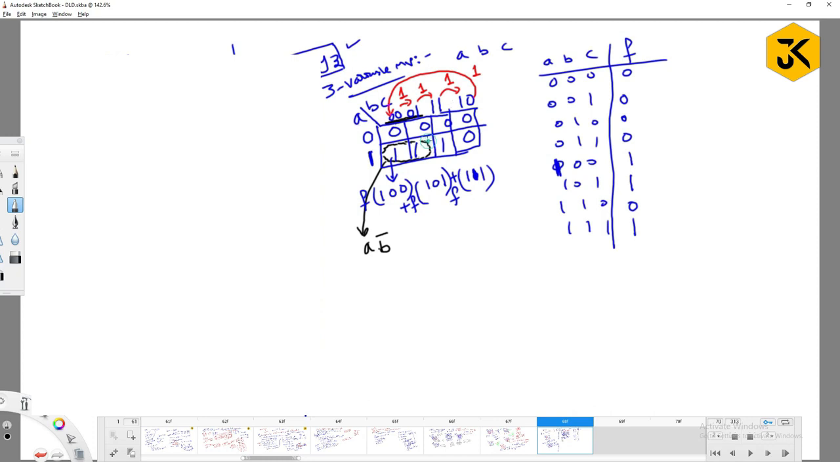Similarly, I can combine like this. What is the term you are going to get here? A C, right? So A B bar plus A C is the minimized sum of products expression, right? So try to take out one more equation.